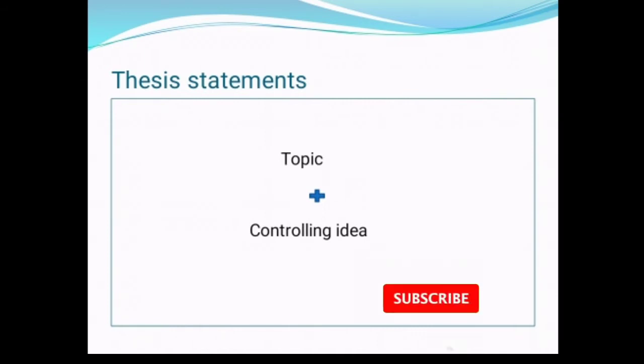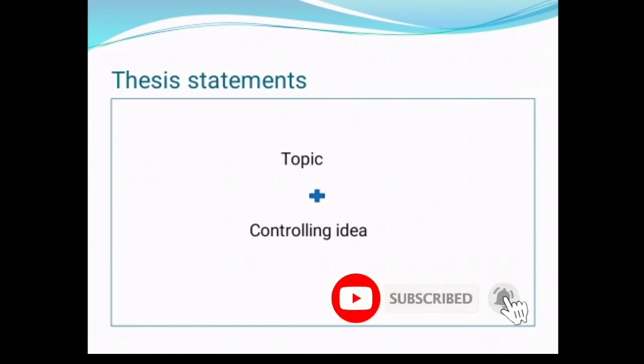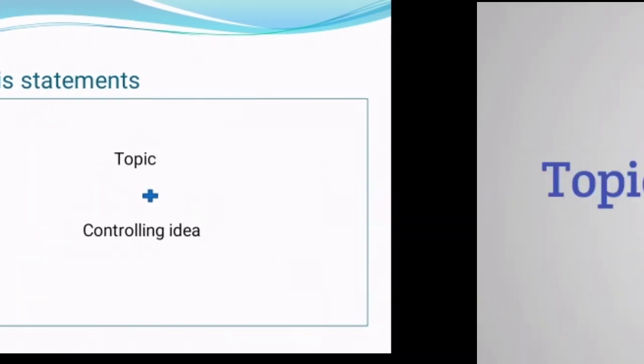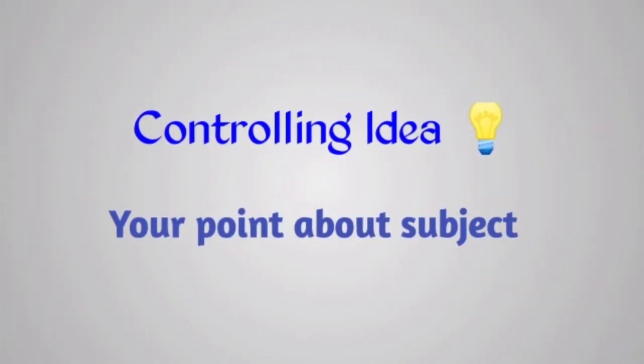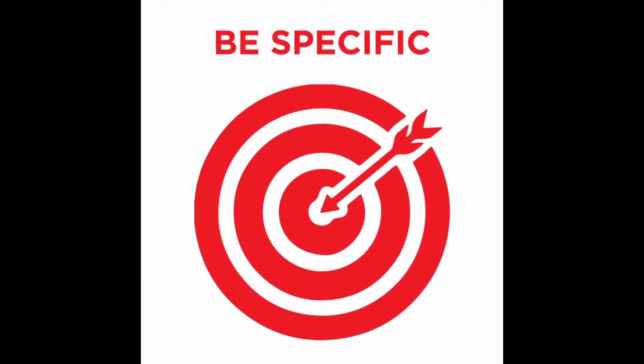If you're missing one of these things, then your thesis statement is not going to be very good. So what is a topic? A topic is the subject or the thing that you are talking about. The controlling idea is what you want to say about the topic. It's where your argument is. This is the thing you're going to prove or show in your essay. The topic and the controlling idea should be as specific as possible.